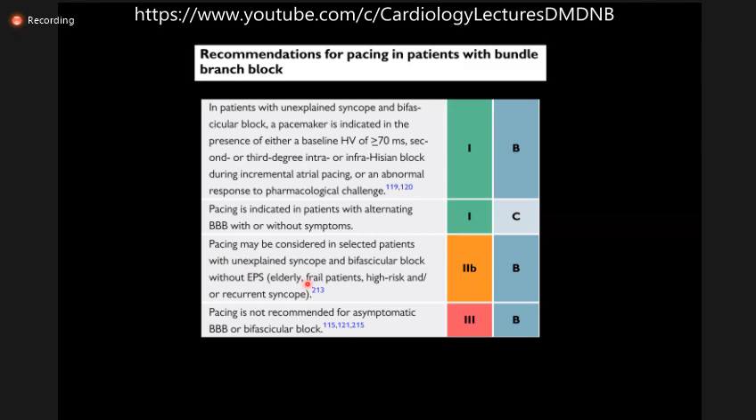from the electrophysiological study. Now, what about pacing for asymptomatic bundle branch blocks or bifascicular block? Definitely there's no indication as of now, it's class three. In a completely asymptomatic individual with asymptomatic bundle branch or bifascicular block, there are no recommendations for pacing as of the current iteration of the guidelines.